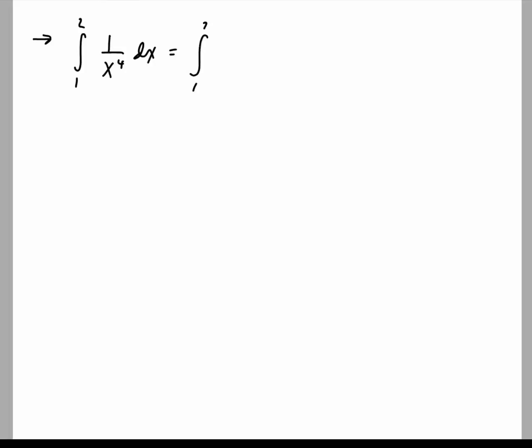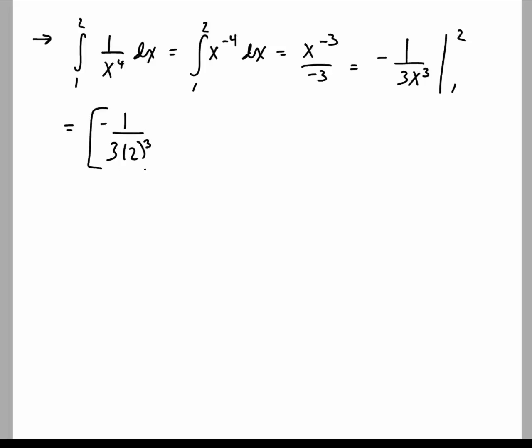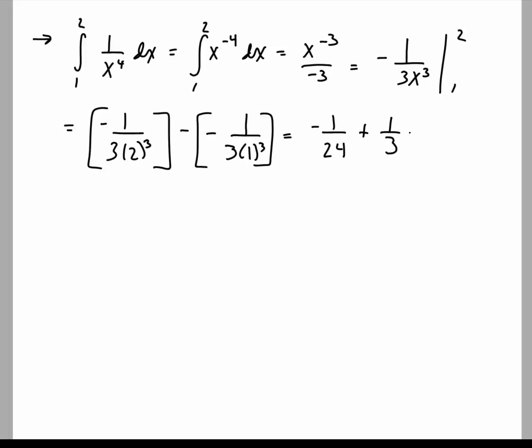So this would be the integral from 1 to 2 of x to the negative 4th dx. So we'd add 1, divide by the sum. So this is negative 1 over 3x cubed, evaluated from 1 to 2. So my upper, 3 times 2 cubed, minus my lower. 2 cubed is 8, 8 times 3 is 24, so negative 1 over 24, minus a negative is the same as a positive, plus 1/3. Negative 1 over 24 plus 8 over 24 is 7 over 24, so this is convergent.